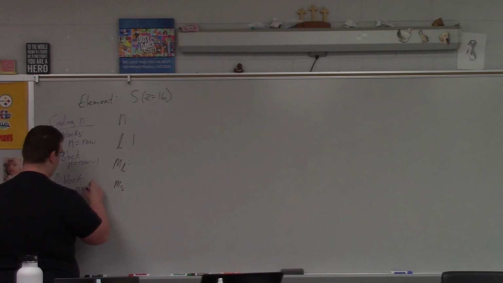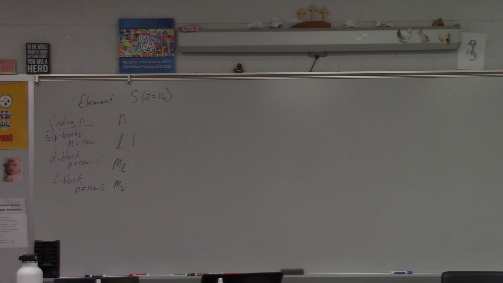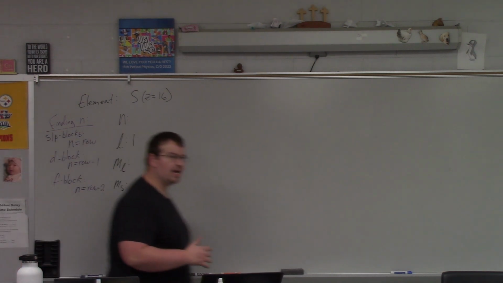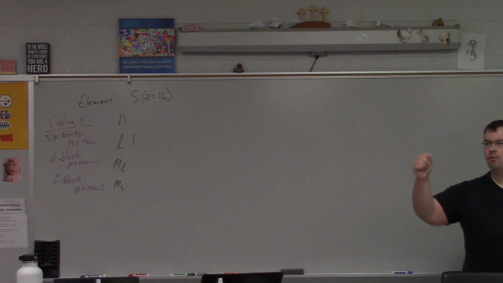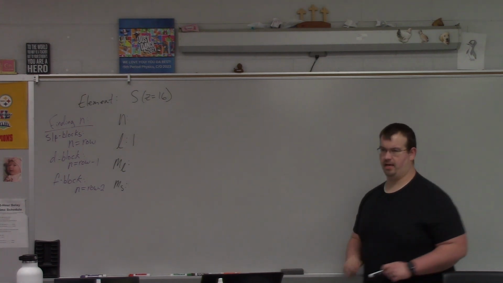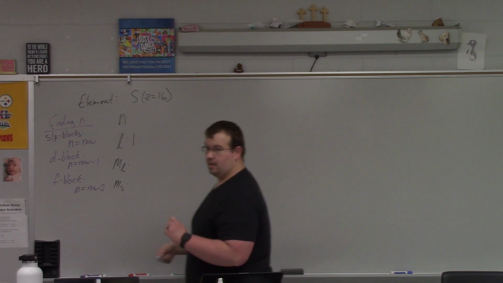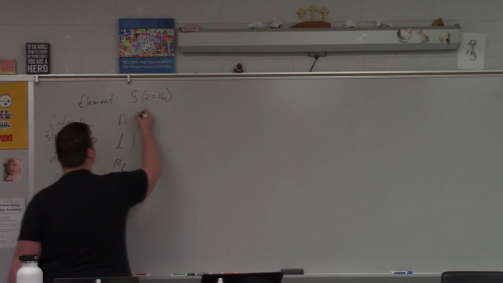N equals row minus 2. It still applies. You see, I told you, these things link together. So when we look at N, we're in the P block, so N is equal to the row. What row is sulfur in? Third. So N is 3.